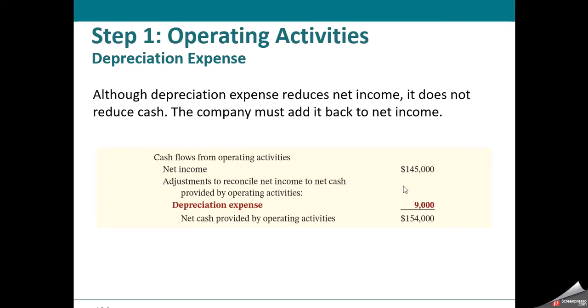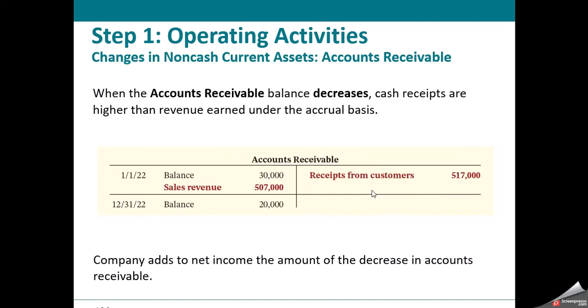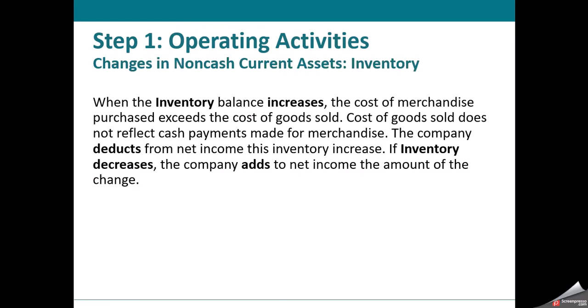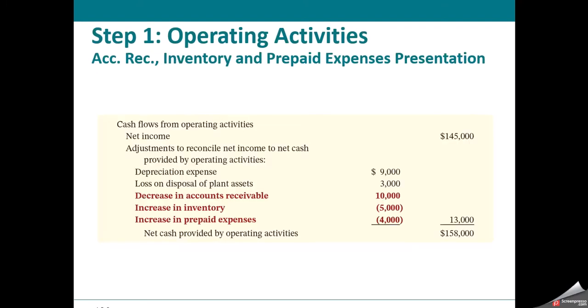So here we have our net income. We add back our depreciation expense. Then we add back that loss on the disposal of the assets. Then we go through and say, our accounts receivable has changed by $10,000, and our inventory has changed, and our prepaid expenses have changed. So all of those are going to come in.